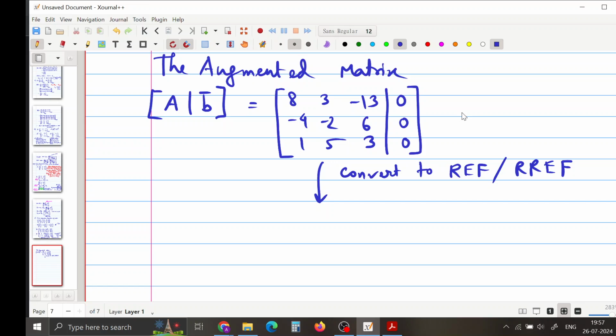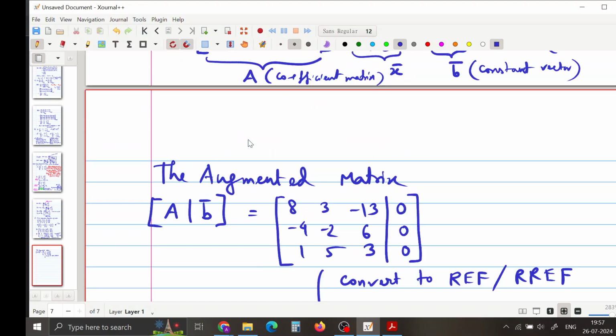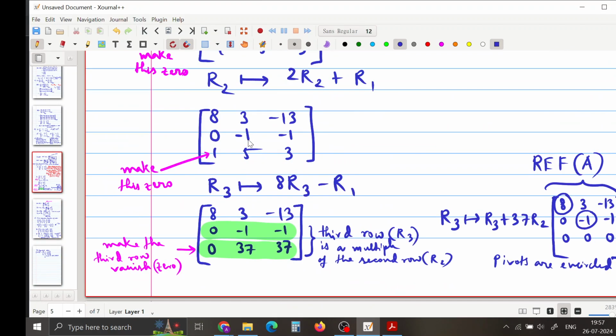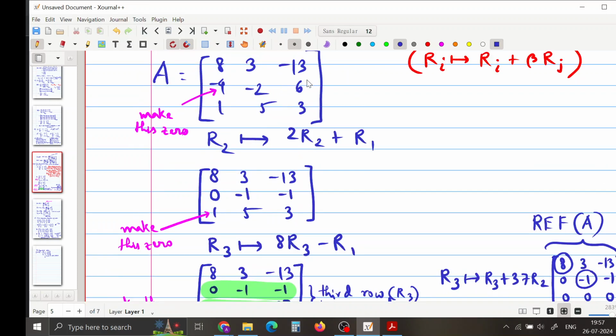Whether you perform R2 changes to 5 R2, or R2 changes to R1 plus R3 plus R2, whatever, it's all zero, so it will remain all zero, it doesn't change. All you need to look at is this 3 cross 3 coefficient matrix. In the previous question itself, we converted this matrix. It was the same matrix, 8 3 minus 3, minus 4 minus 2 6, 1 5 3.